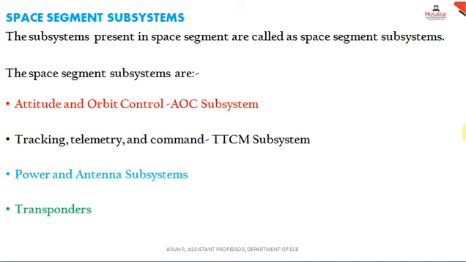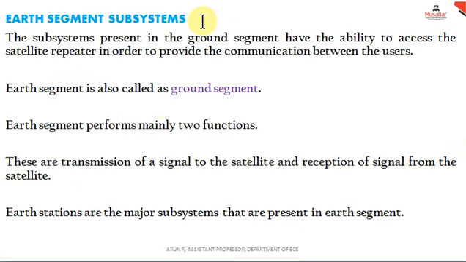In the earth segment subsystem, the subsystem present in the ground segment has the ability to access the satellite repeater in order to provide communication between the users. This segment provides the communication between users, and it is also known as ground segment because it is situated on the ground, on the earth. It performs basically two functions: transmission of a signal to the satellite and reception of a signal from the satellite. These are the two basic functions of a ground segment or an earth segment.